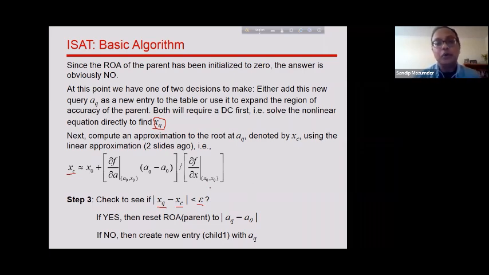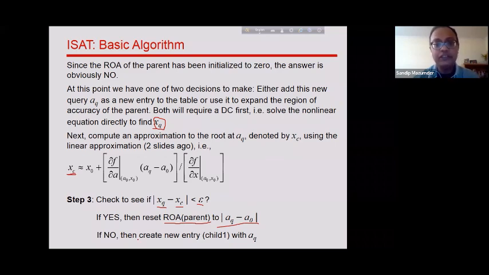Okay. So if the answer is yes, if this is found to be within the prescribed tolerance, then what we do is we reset the region of accuracy of the parent. Remember, it was initialized to 0, but now we are resetting it to this new value. In other words, we're saying within this range, the linear approximation will be valid, and therefore I can grow the region of accuracy from 0 to a non-zero value.